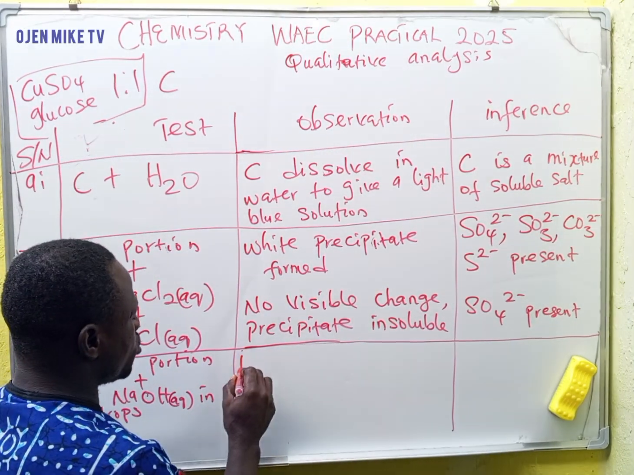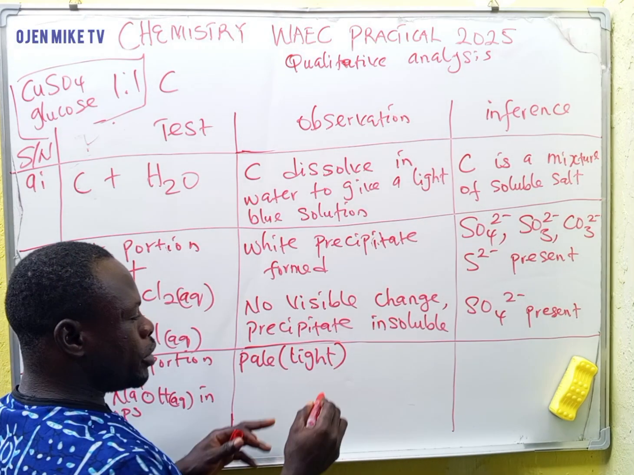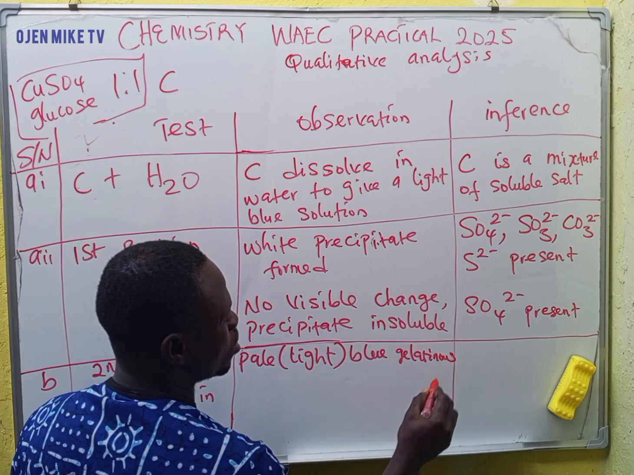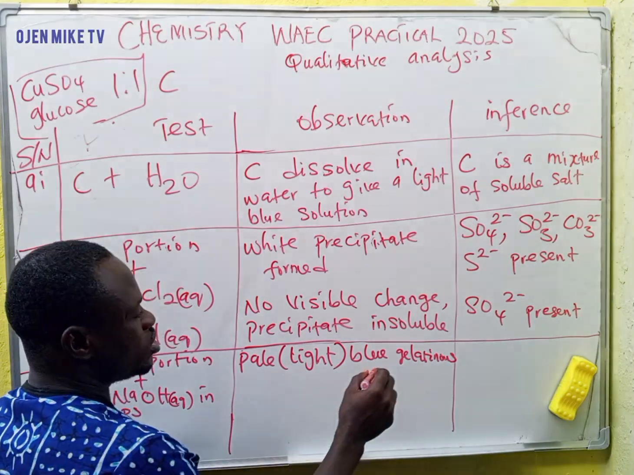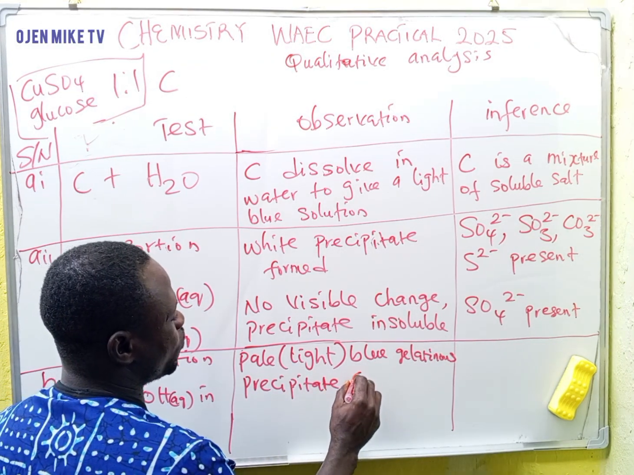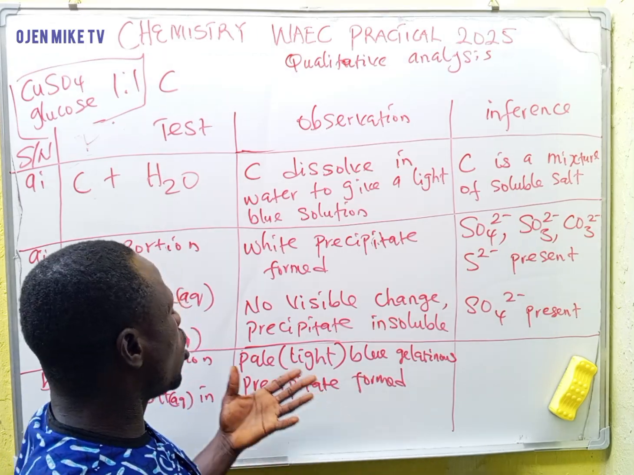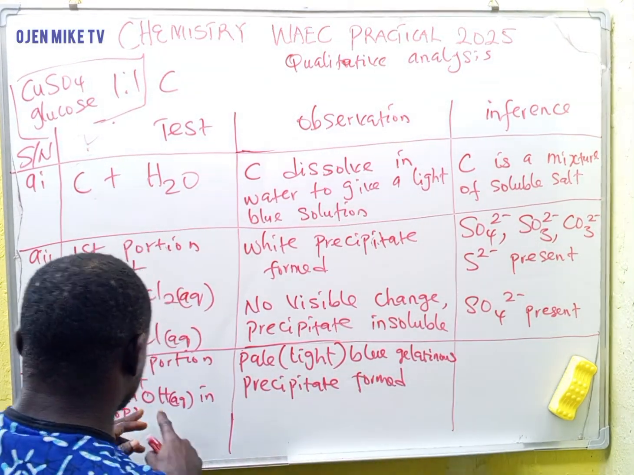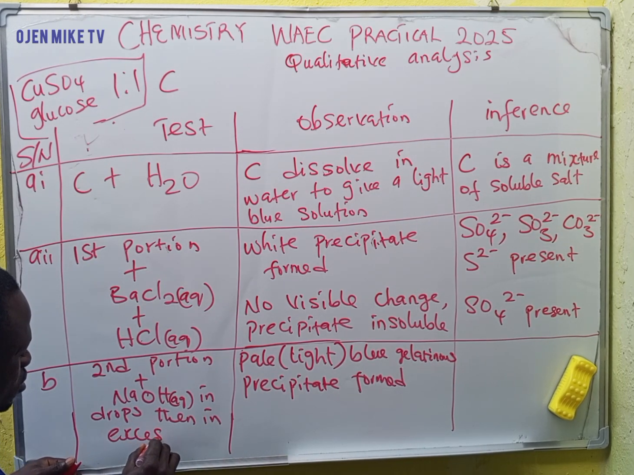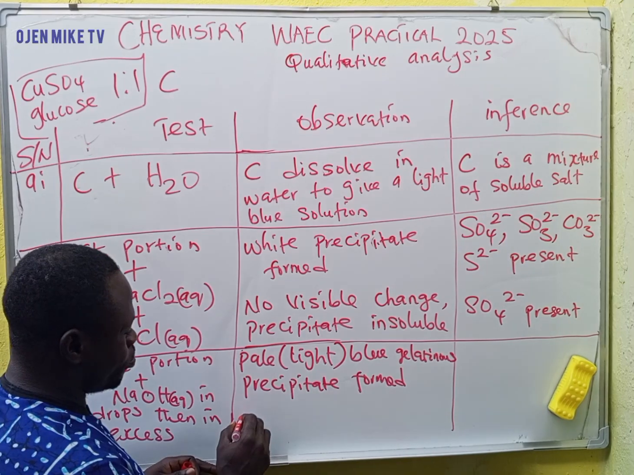What you are going to observe here is a pale, or you can say light blue gelatinous precipitate formed. Pale or light blue precipitate formed, or you can say observed. All right, this one is in drops, then in excess. When you add this one in excess, the precipitate is insoluble.